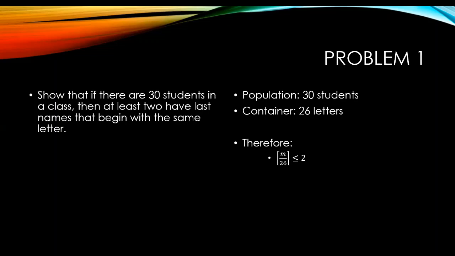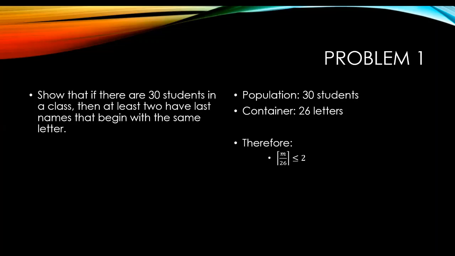So why just M? Just to show you that we're going to look for M, and it should be less than or equal to 30, so that in this problem we could meet the condition of at least 2 last names from the 30 students. So that's why we're going to use this formula. So the ceiling of M over 26 is less than or equal to 2.